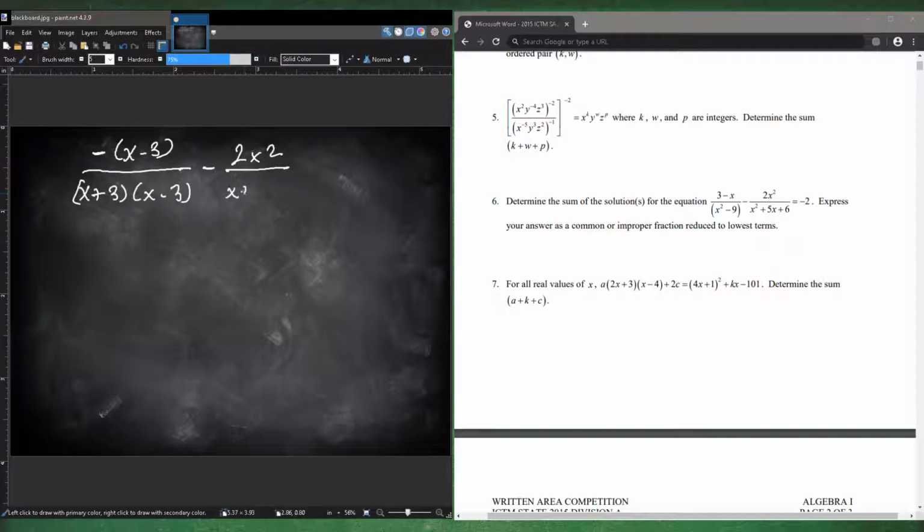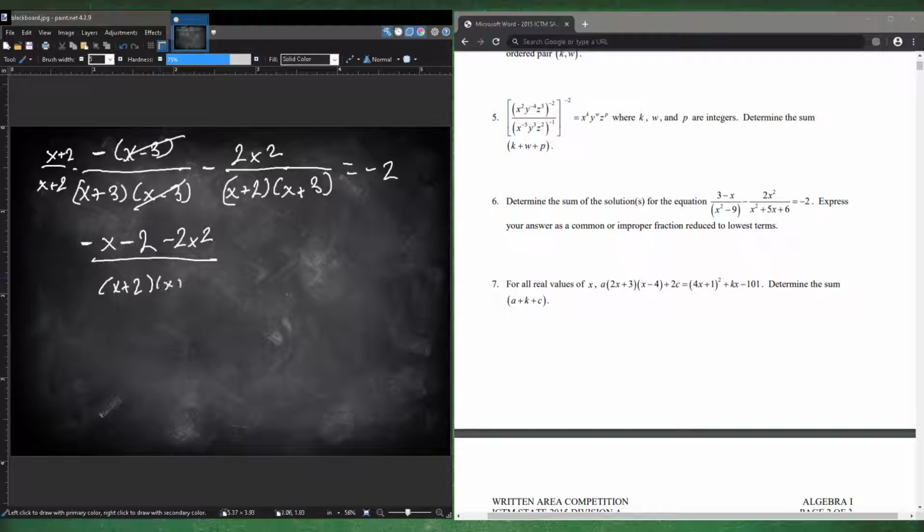So then this one's x plus 2 and this one's x plus 3. And this is equal to negative 2. Okay, so we could cancel this one out. And then since the bottom has to be the same, we need to multiply this one by x plus 2. Okay, so this one's negative x minus 2 and then minus a 2x squared. So this one's x plus 2, x plus 3 is equal to negative 2. So we're going to multiply the denominator by that number.